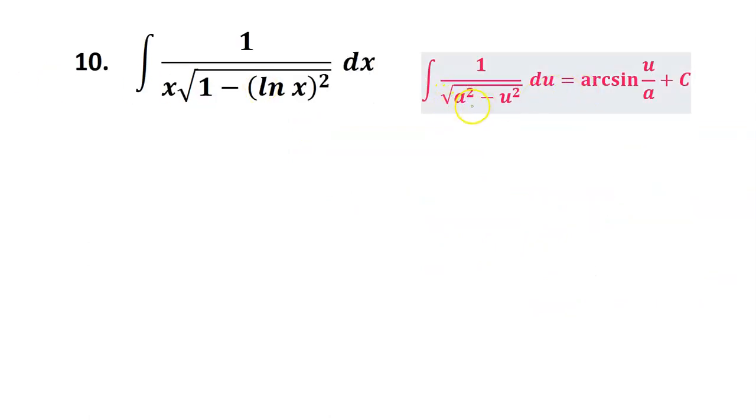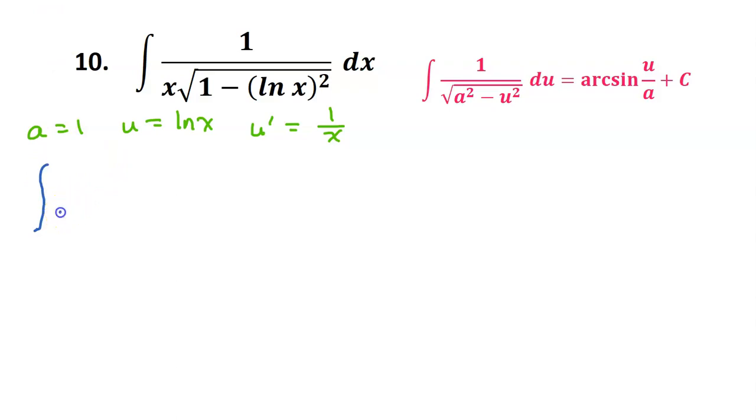Based on the arcsine rule, the a value is going to be 1 because the square root of 1 is 1. So a is 1. I'm thinking let's let u equal the natural log of x, because that is what is being squared and we need u squared. In that case, u prime is going to be 1 over x because that's the derivative of natural log. So let's go ahead and make our substitution.